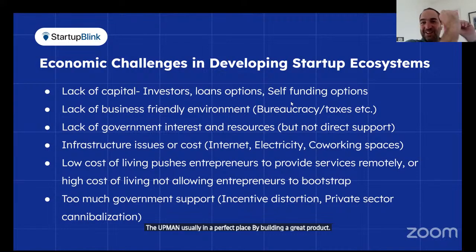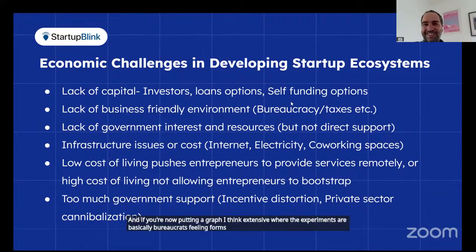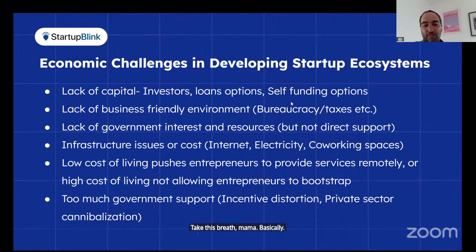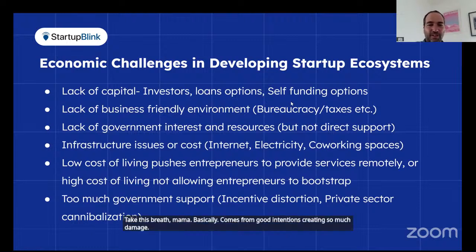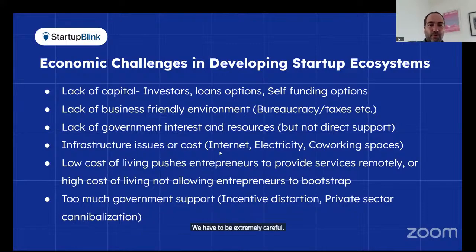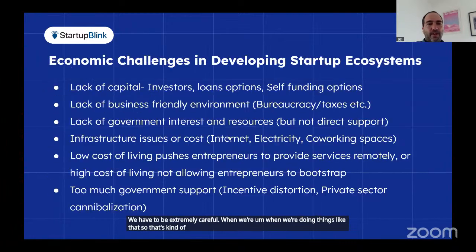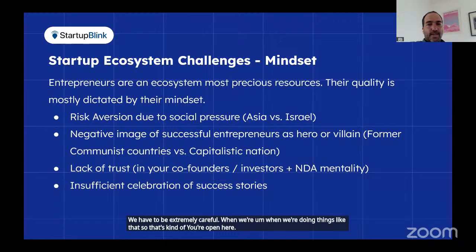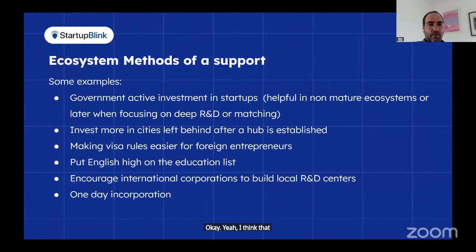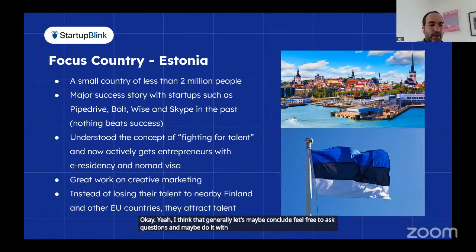And if you're now putting a grant, I've seen ecosystems where the entrepreneurs are basically bureaucrats filling forms to achieve the next round. Seeing this breaks my mind. Basically, coming from good intentions, but creating so much damage, we have to be extremely careful when we're doing things like that. And yeah, I think that generally, let's maybe conclude. Feel free to ask questions, and maybe let's conclude with two case studies.